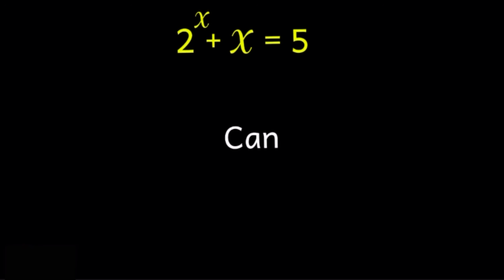Only a few students can confidently solve this kind of question. So let's tackle it step by step together. We are given 2 to the power of x plus x is equal to 5. At first glance, this might look like a simple equation, but it is actually a tricky one because the variable x appears in two different places, one inside an exponent and the other as a normal number.